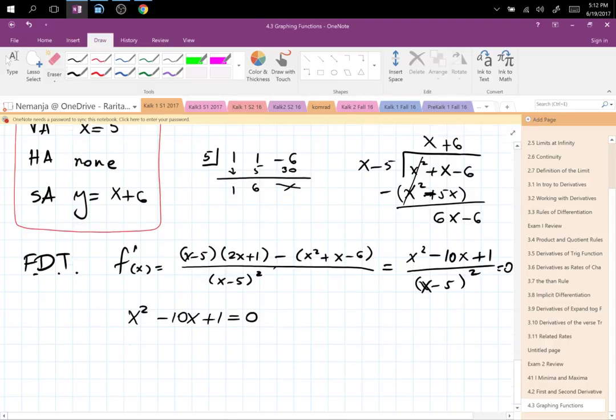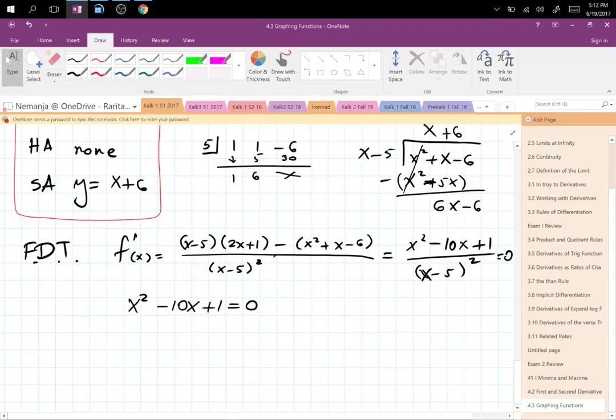Now, if you're masters of the quadratic equation, you want to do that as soon as possible because you don't want to waste time. In this case, this would be 10 plus minus the square root of 100 minus 4 times AC. That's just 4, divided by 2a. So we have 10 plus minus square root of 96 divided by 2.